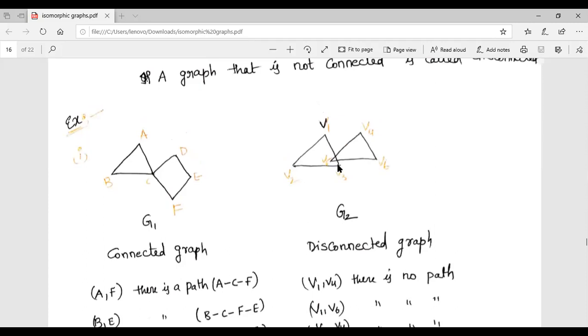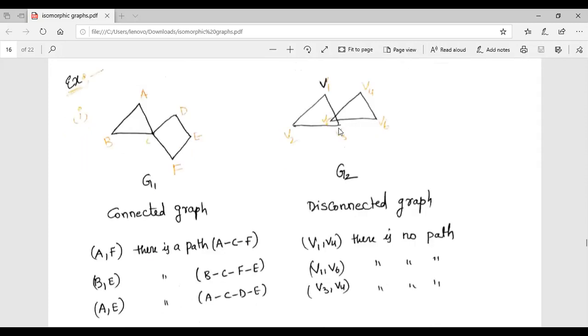There is no path from V3 to V4. So there is no path between these two vertices. And V1, V6 also has no path between these two vertices. Next, V3, V4: here also there is no path from V3 to V4. So this graph G2 is a disconnected graph, because there is no path between some pairs of vertices.